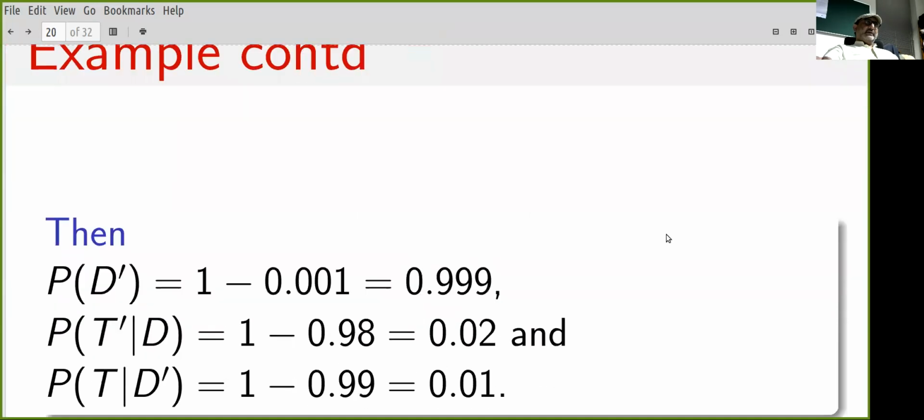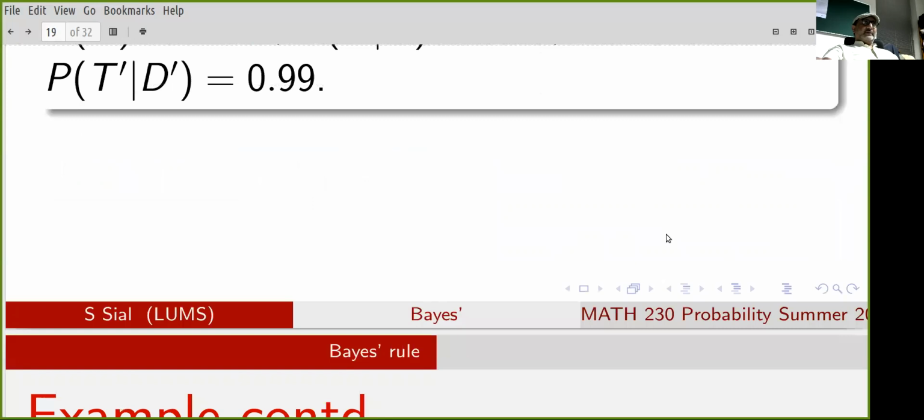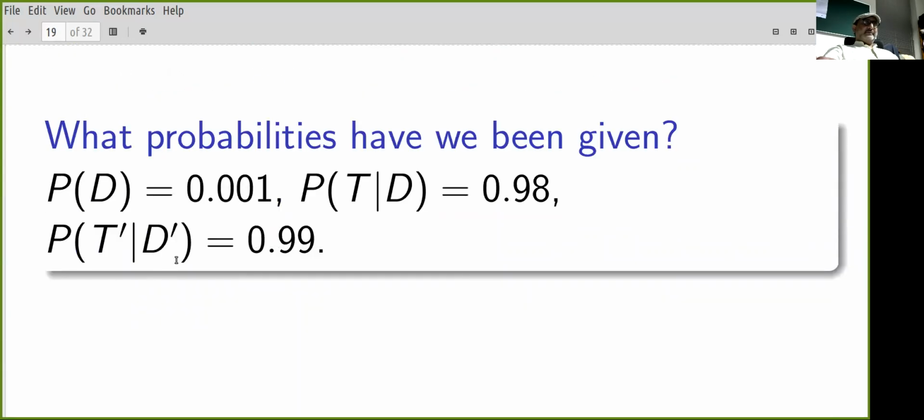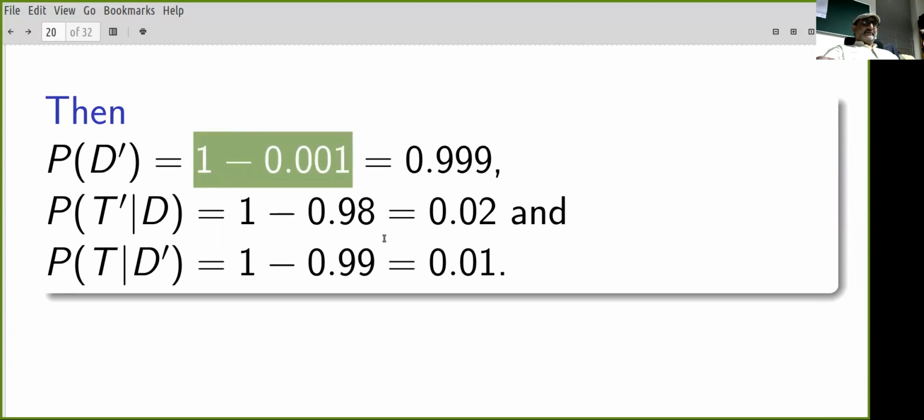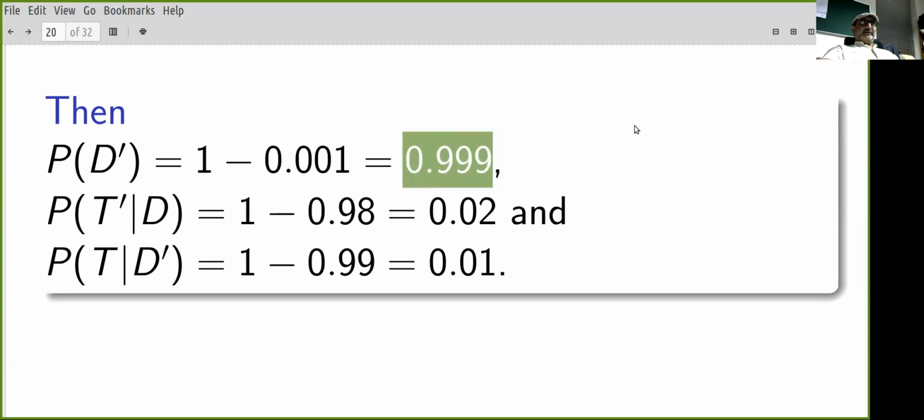Okay, and what do we want? We have the probability of T given D, and we have the probability of T complement given D complement. But what we want is the probability of D given T. And Bayes' rule can help us to do that. There's a few other things we can work out. The probability of D complement, the probability that any random person doesn't have the disease: people have the disease 0.001 of the time, so the rest of the time, 1 minus 0.001 is 0.999. If people have the disease 0.1% of the time, then they don't have the disease 99.9% of the time.